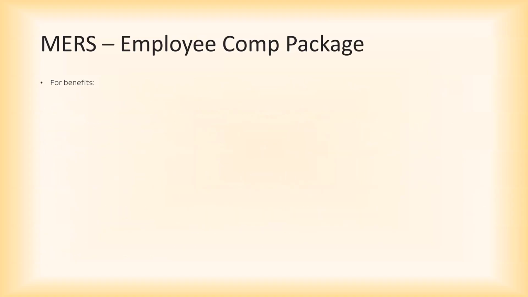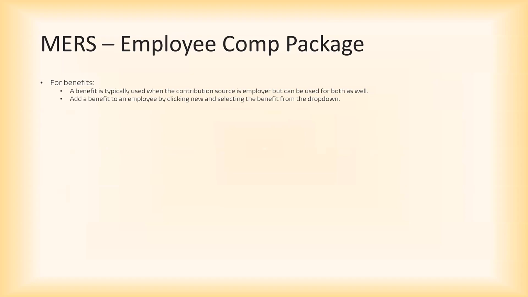So in the employee comp package for benefits, a benefit is typically used again when the contribution source is an employer, but can be used for both as well. You can set up a benefit for both if the contribution source is both by linking that to a deduction and using the amount in that for the employee. So you get a benefit, you click new and you select the benefit from the drop down. The benefit will have default values from the benefit, but you can override the values in our list of 5 parameters.